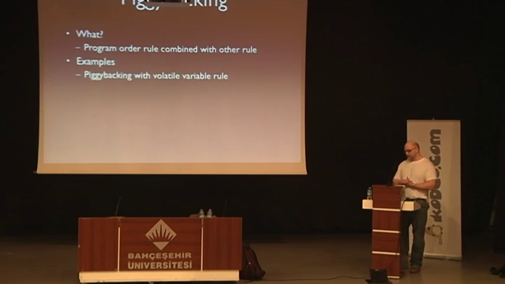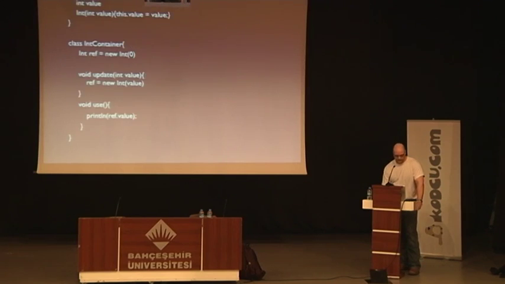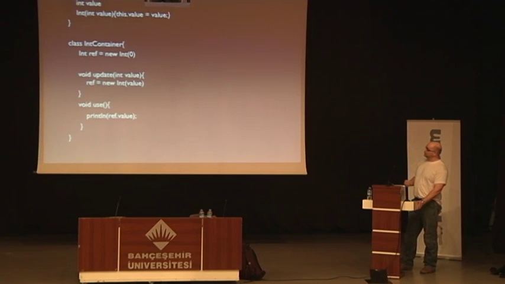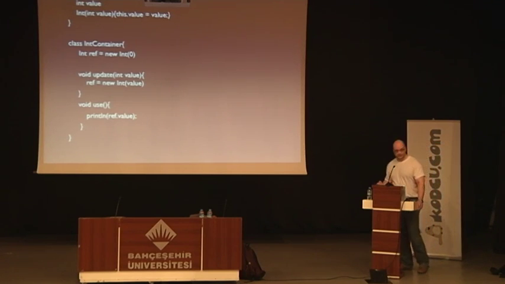One of the cool things about the Java memory model is you can also do piggybacking. Piggybacking allows you to combine the program order rule with all kinds of other rules, and you can do very cool things. I will give you an example of what you can do with piggybacking. For example, we have the following code. You have a very simple integer object with a single field value, and we have some kind of class, the integer container. And we have two methods on this container. We're going to update it and we are going to use it.